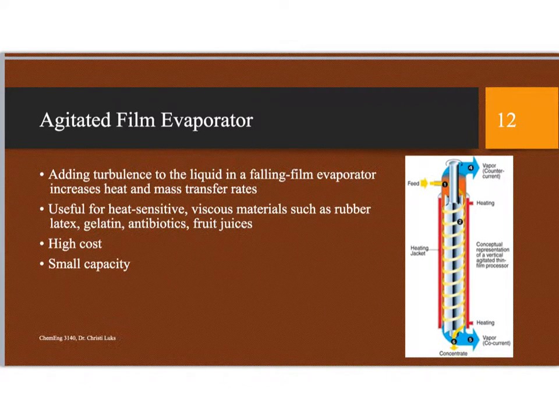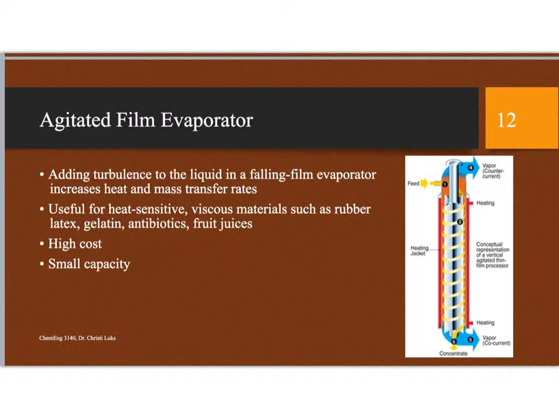An agitated film evaporator just simply adds turbulence to the system. So it's like the falling film evaporator, but now you're going to stir that falling film so that it's more turbulent. So again, it's going to be good for those heat sensitive materials like we had before, but it can also deal with viscous fluids in these cases.